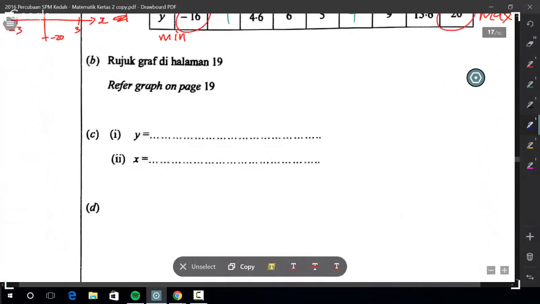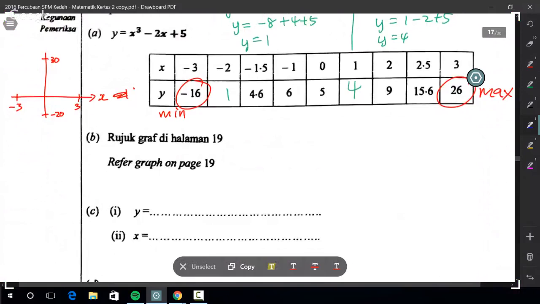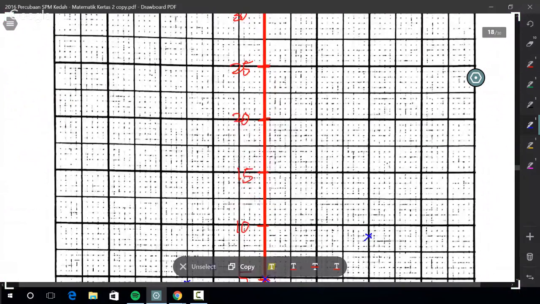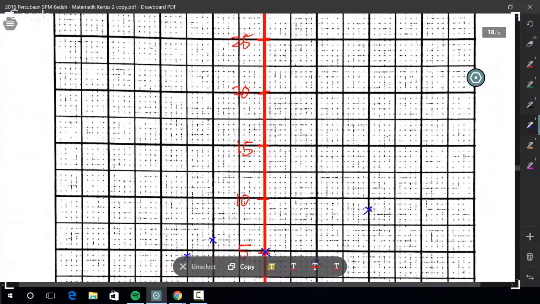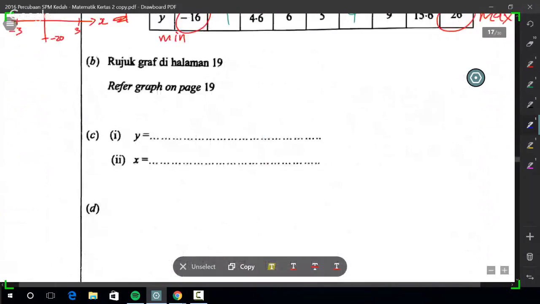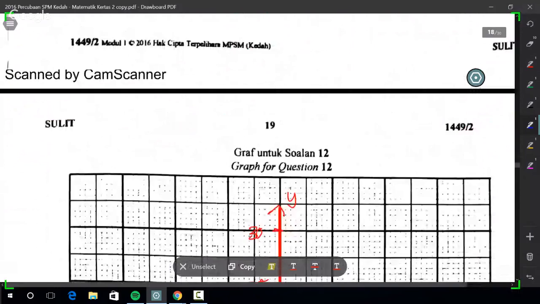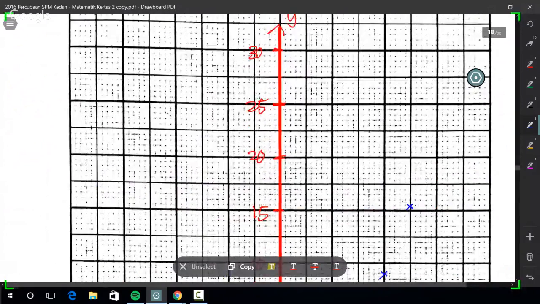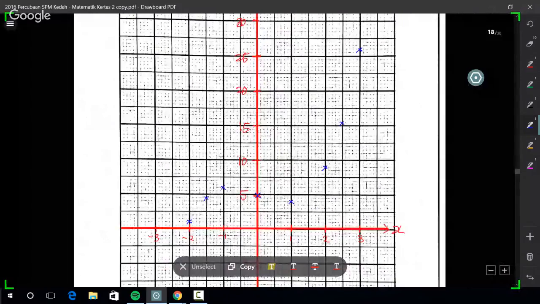Okay, and then 2.5 is 15.6. 3 is 26. 2.5 will be 15.6. Okay, 3 is 26. 3 will be 26. Somewhere here. All right, this one should be my graph.